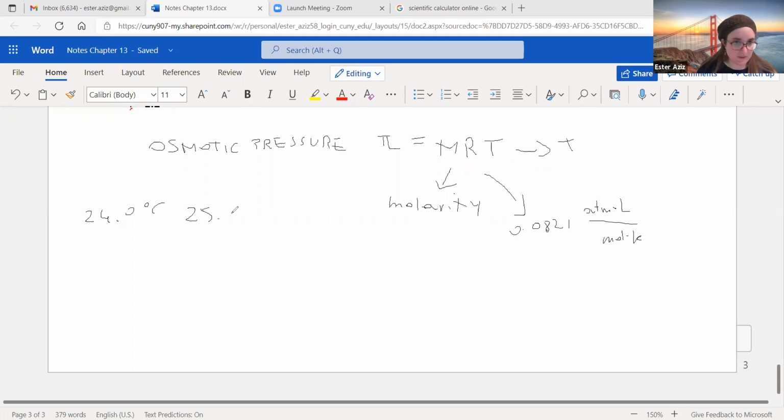25.0 milliliters of a certain solute, and in this solution you have 37.5 milligrams of protein. And the molar mass of this protein is 1.5 times 10 to the fourth.